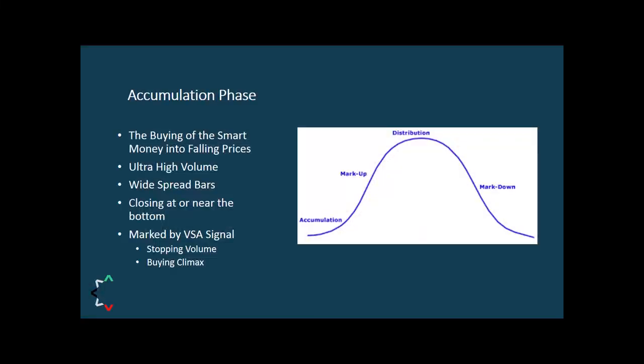So the accumulation phase is the buying of the smart money into falling prices, again, which makes no sense, right? It's like catching a falling knife, but they do it. Ultra high volume, widespread bars, closing at or near the bottom oftentimes. And then some of the things that you might see, stopping volume tends to be a very popular one. You know, the buying climax. Sometimes you'll see a 2-bar reversal.